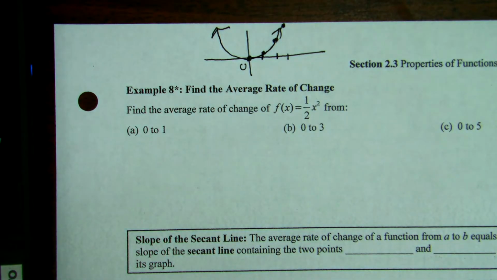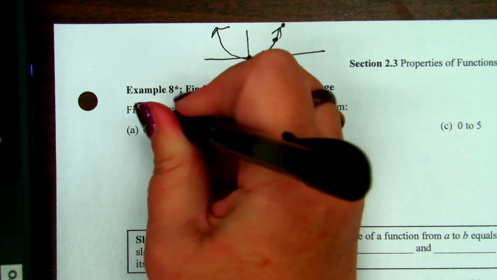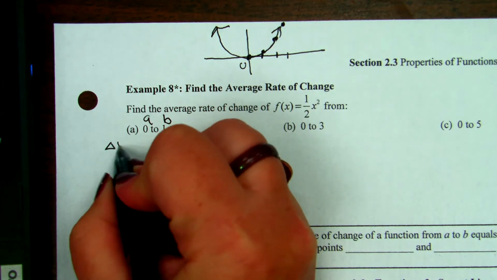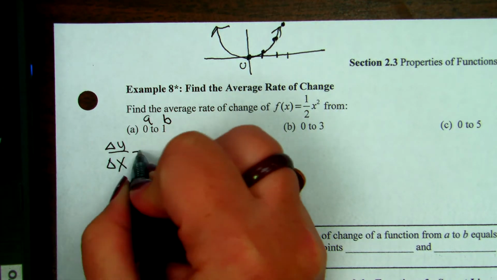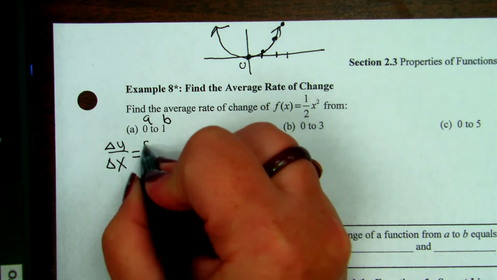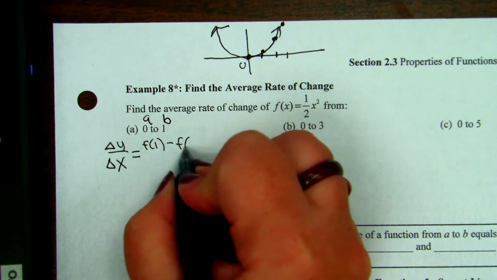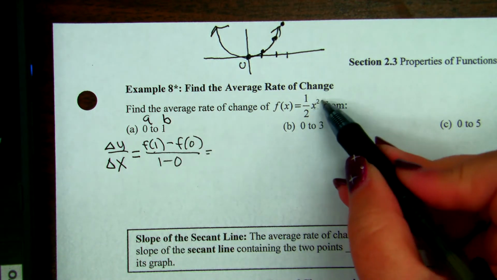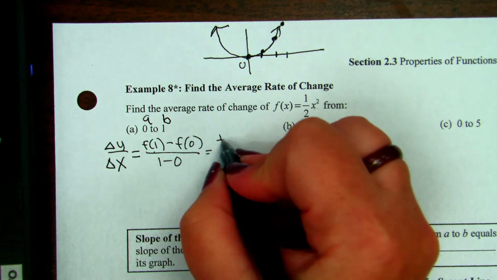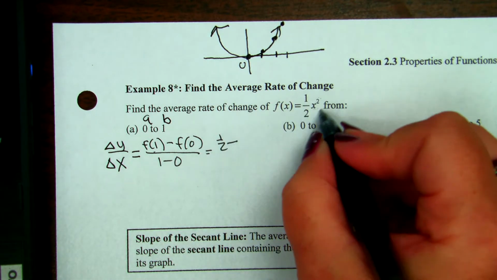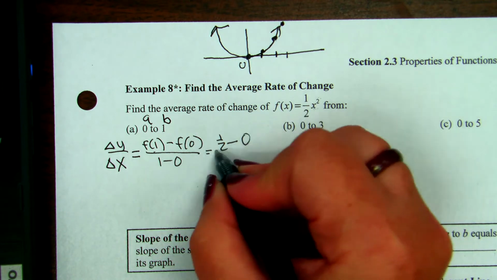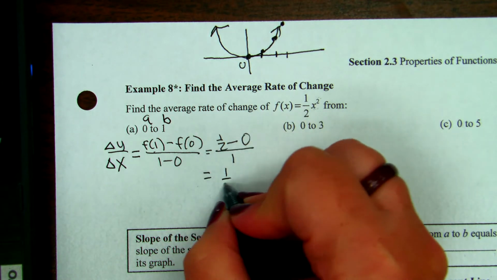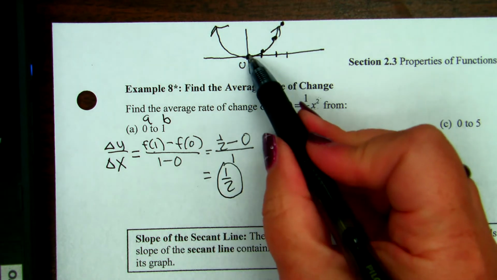the average rate of change of 1/2 x squared from 0 to 1. So this is A and this is B. You're going to write change in y over change in x every time, okay? Especially on the test. F of 1 minus f of 0 over 1 minus 0. So substitute in a 1. 1 squared is 1, so it's 1/2. Minus, substitute in 0. 0 squared times 1/2 is 0 over 1. So you just get 1/2. So the average rate of change from here to here is 1/2.